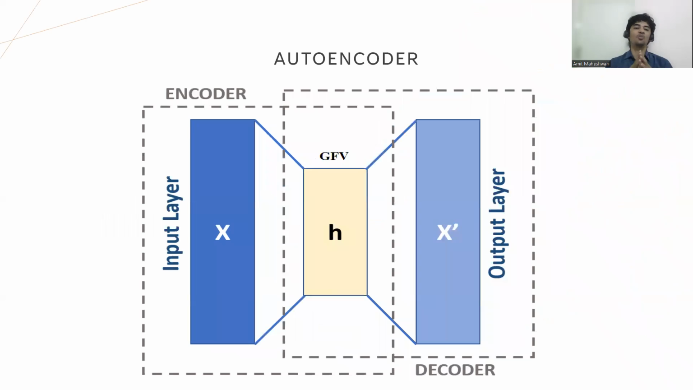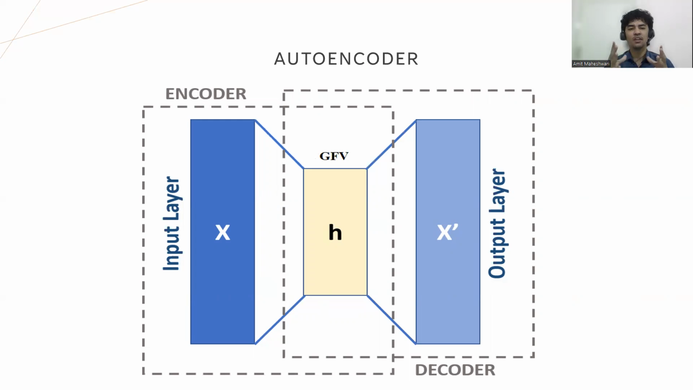So as we know, an autoencoder is actually a single architecture, but inside we can segregate it into two parts. The first accepts the inputs, in our case images, and then decreases the dimensionality of the input and converts it into the GFV.